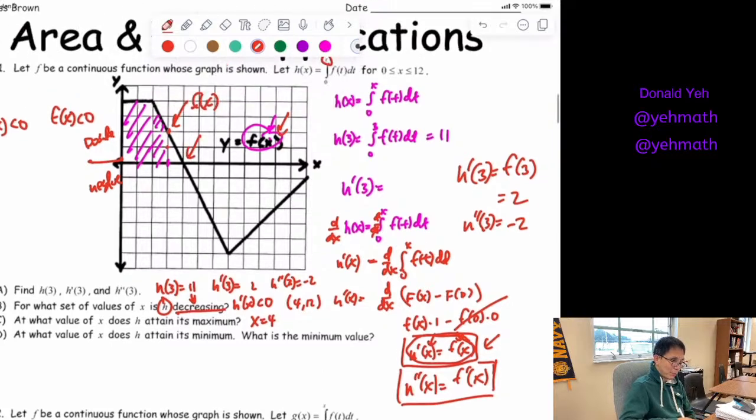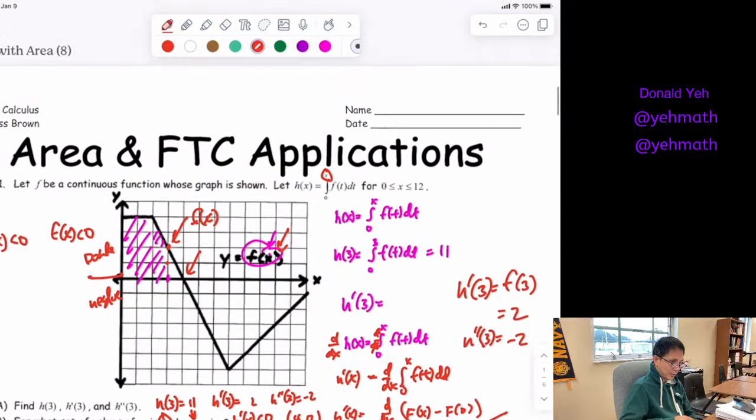Because the original function is positive from this point, it's going up. After that, the slope is equal to 0, so it's going to plateau and come back down. But you also talk about the area accumulating.